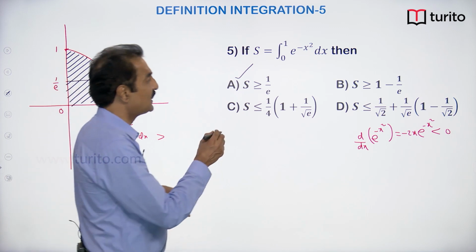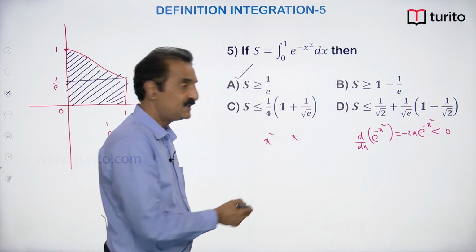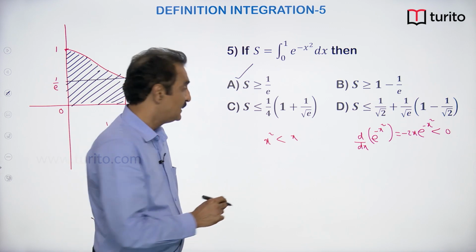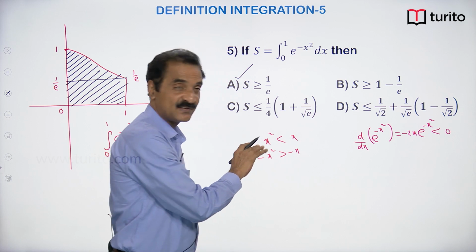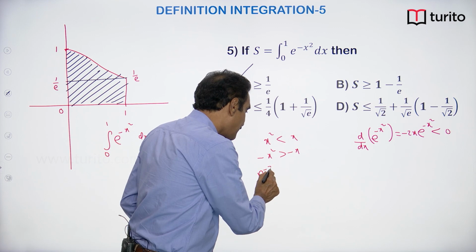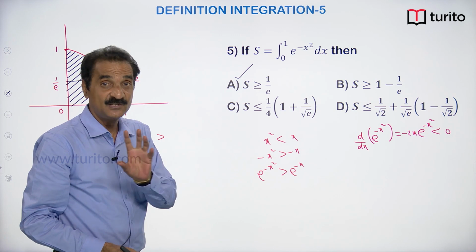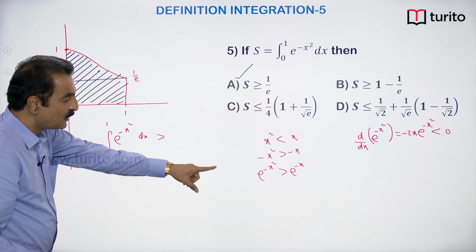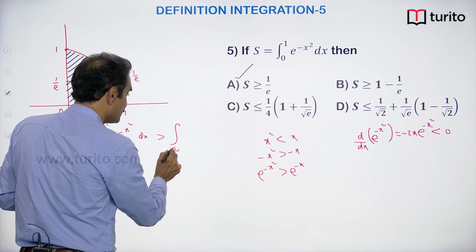In the interval 0 to 1, which is smaller among x square and x? Obviously, x square is less than x in the interval 0 to 1. So minus x square will be greater than minus x. If you multiply by minus sign, the inequality will change. Then taking base e, e power minus x square is greater than e power minus x. It is true in the interval 0 to 1 only. So in the interval 0 to 1, e power minus x square is greater than e power minus x, and integrate on both sides.